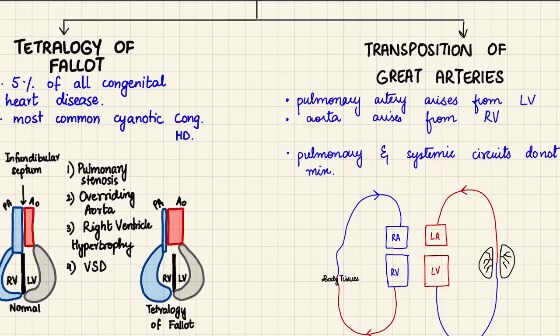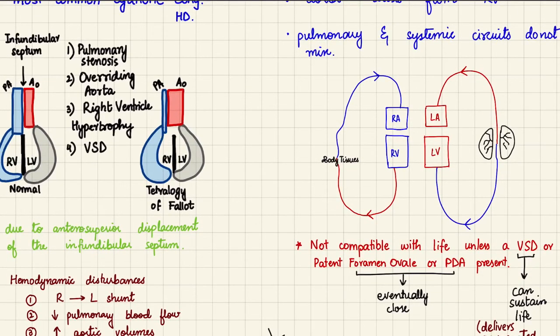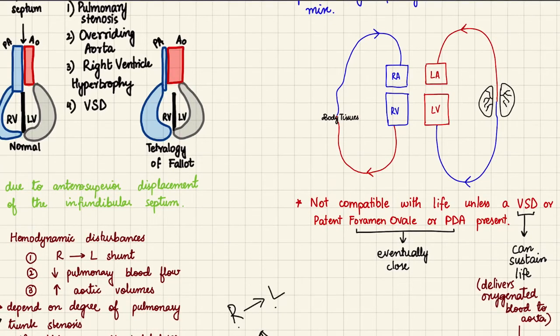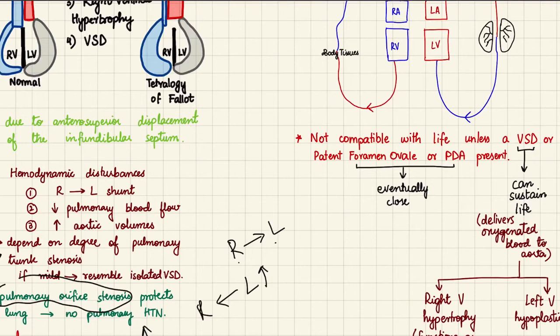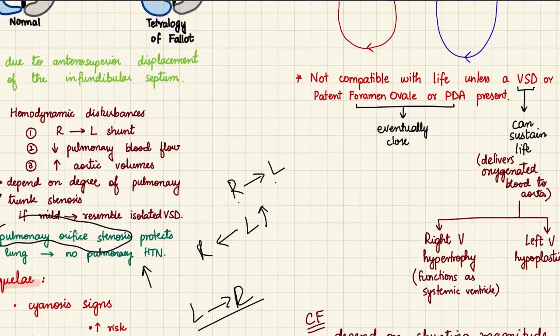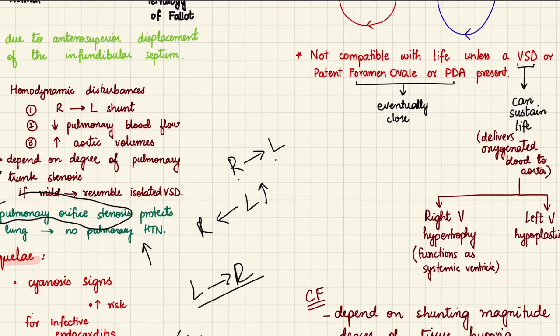This condition is not compatible with life unless there is a VSD, a patent foramen ovale, or a PDA present, because these are the defects. If we have a defect here or between the pulmonary artery and the aorta, these will be the only ways that blood can be mixed and can sustain life. Now, one thing we know, that this condition is not compatible with life, but if we have a VSD, that can sustain life and it can deliver oxygenated blood to the aorta.